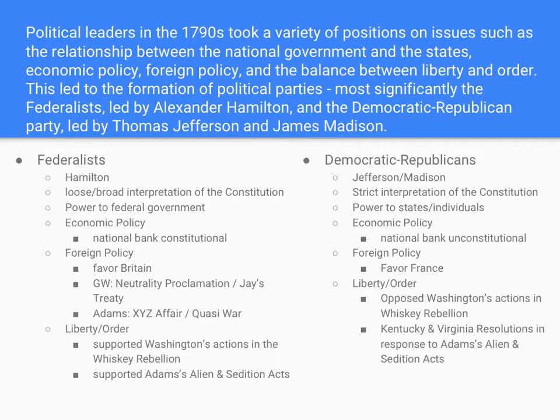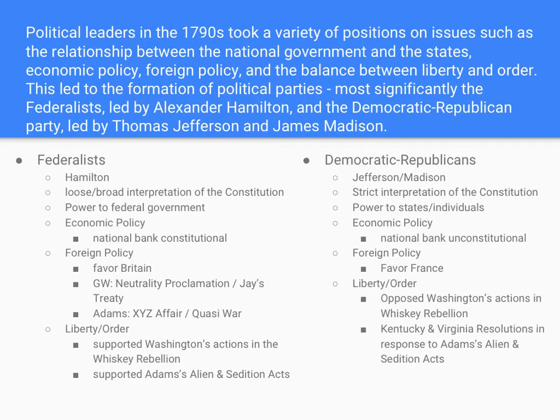So if we look down at our characteristics, the Federalists believed that there should be more power to the federal government, and the Democratic Republicans believed that more powers should be given to the states and individuals. So those are the two different positions that each party took on that particular issue. Now, because of this, the Federalists interpreted the Constitution with a loose or broad interpretation.